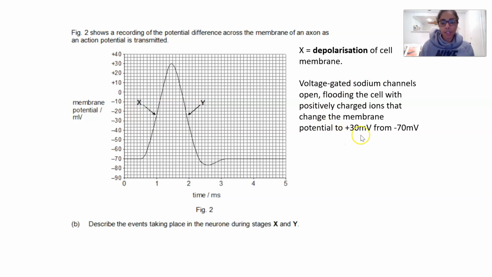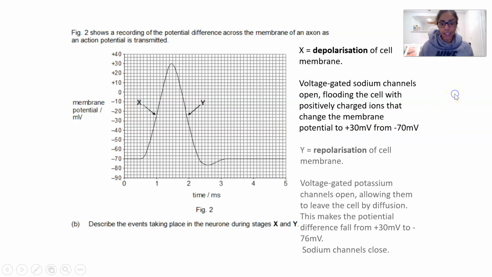Even though you may have memorized the numbers plus 35 or plus 40 millivolts, it's important that you look at the question and look at the numbers that they are giving you. If you're given a graph with data like this, you should always quote the data from the graph. Hopefully you noticed that the Y is referring to repolarization, and again we are quoting numbers from the graph.